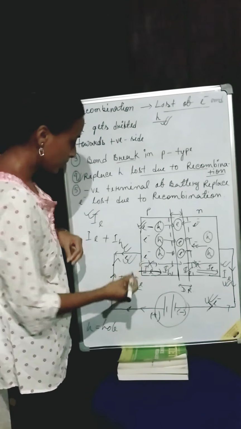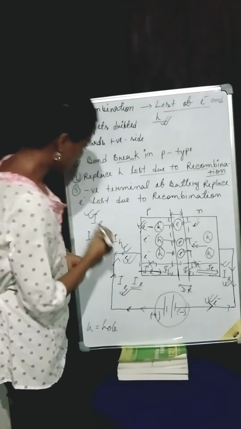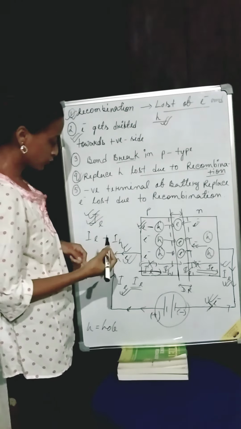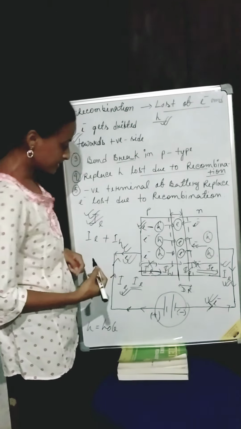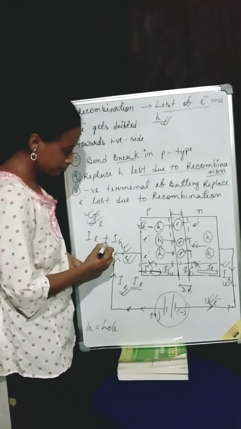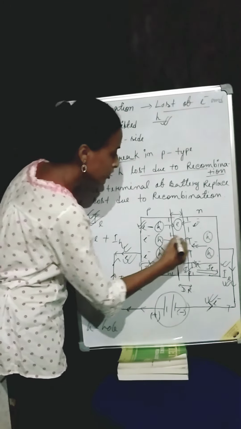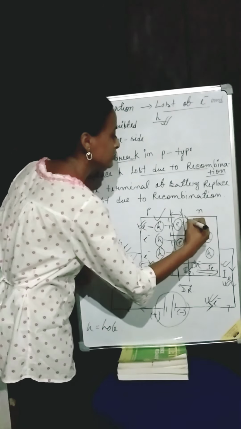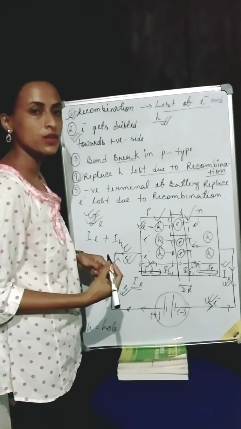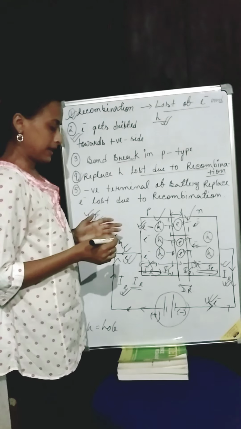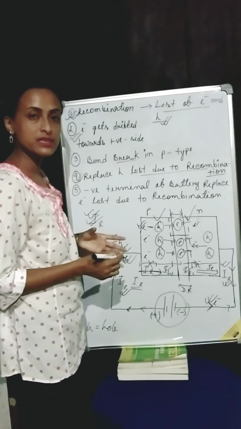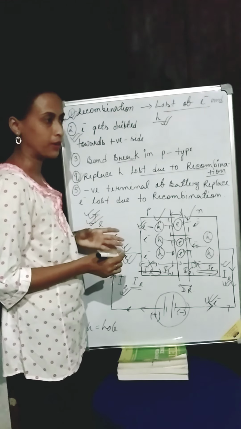So in this way, in the external circuit there is only electronic current, but inside this diode we get electronic current plus hole current, and through the junction we get current due to the majority carriers of the diode only. So this is all about the forward biasing process of a PN junction diode.